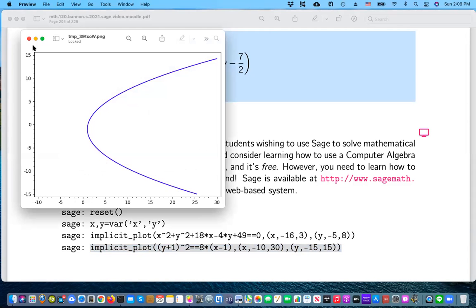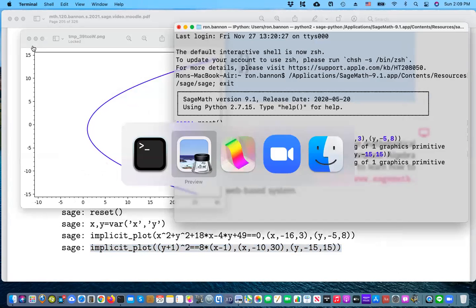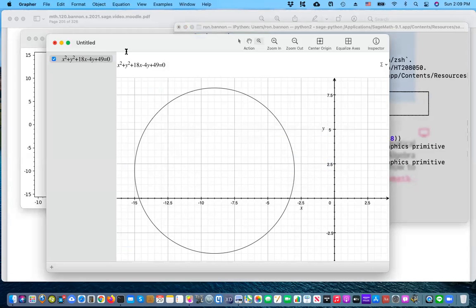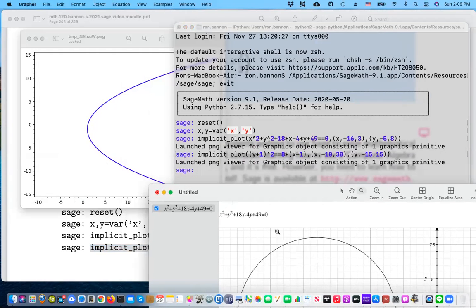I want to go back to different software, though. And I want to go back to the use of Grapher to do that. All right, and pull this over here. And I'm going to type it in. And what do you get over here? Let's take a look at it. It looks like Y plus 1. Well, sorry about that. I'm not typing what they said. Y plus 1 squared equals, it looks like 8 X minus 1.